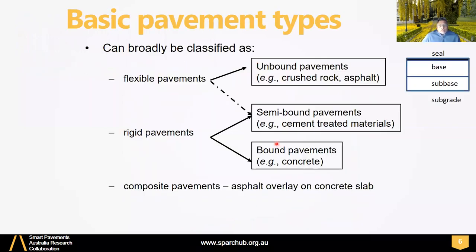This is a broad classification of pavement types. Flexible pavements will be the focus today, and even next week, part two will be on flexible pavements. We will be concentrating mostly on unbound pavements, which have a thin seal and base, sub-base and subgrade. Around 90% of Australian pavements fall into this category. Then of course you can have semi-bound pavements with cement treated materials, and then bound pavements, which are concretes, classified as rigid pavements. Then we can also have composite pavements with asphalt overlay and concrete slabs and so on.